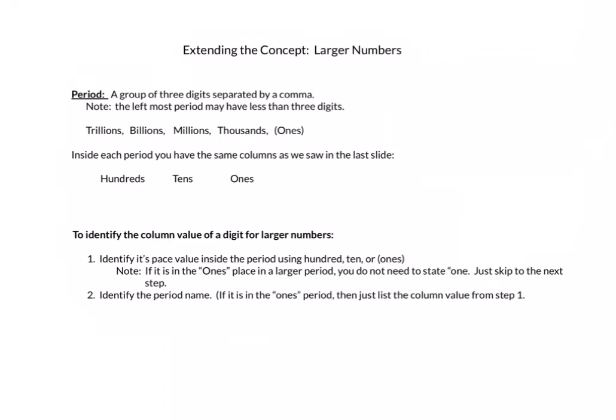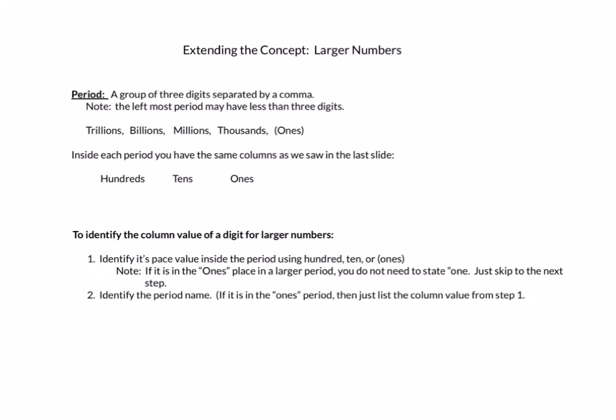Not only do we have digits and column value, we also have something called a period. A period in math is a group of 3 digits that are going to be separated by a comma. Please note that the leftmost period may have less than 3 digits. We'll see some examples of this later.